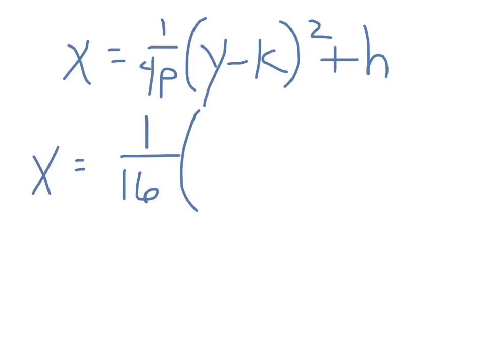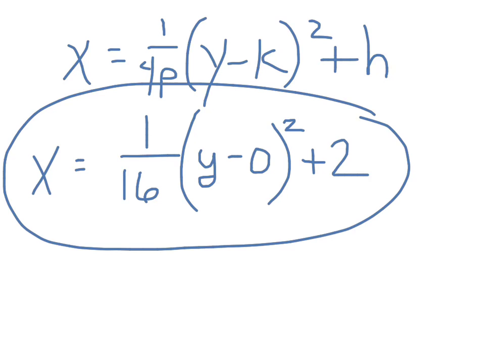Now, in the vertex, the ordered pair, what's the y coordinate? So I'm going to put it as y minus 0. Is that okay? Do I have to put y minus 0 if I don't want to? I can put just y squared. That would be okay too. But I'm making a point with this. Now, what's the h? 2. All I did was insert the numbers into the proper formula.